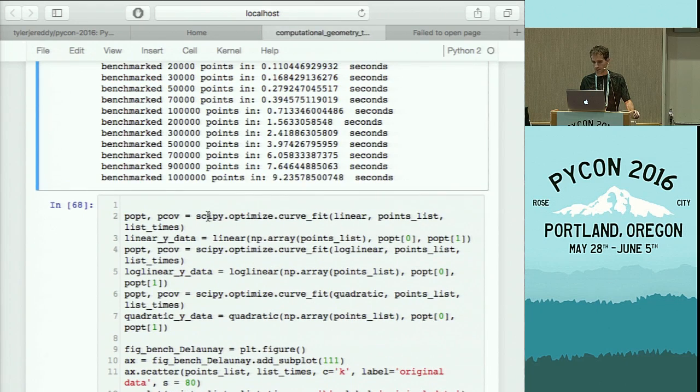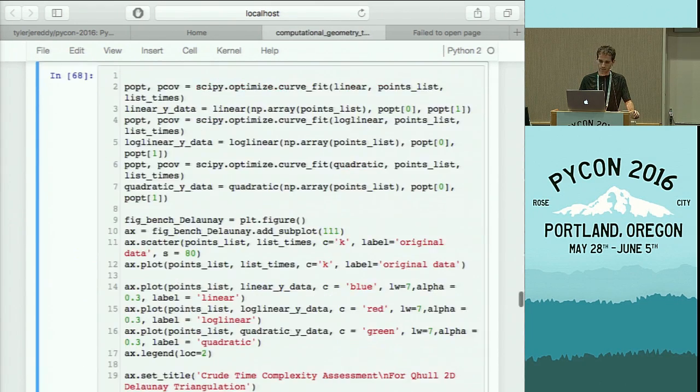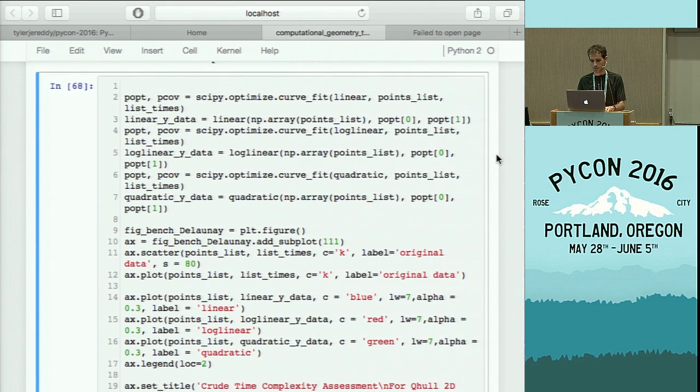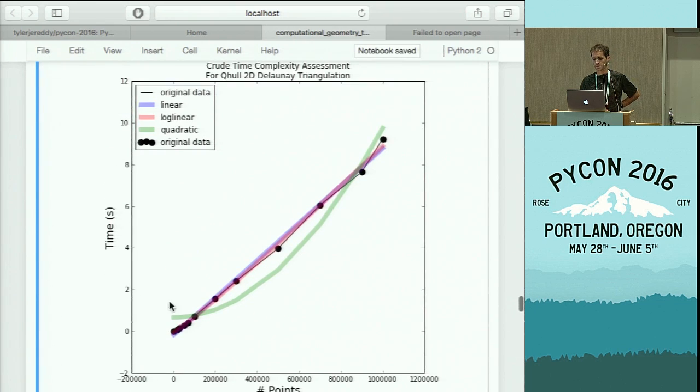And we'll again use SciPy to optimize a curve fit. It's quite useful for looking at the fits. I guess the other thing worth mentioning is that a hardcore computational geometer wouldn't necessarily have to measure it this way. It might be useful to get an empirical value for the time complexity. So we can see here, it's effectively log linear. It's clearly the data points aren't on the quadratic fit.